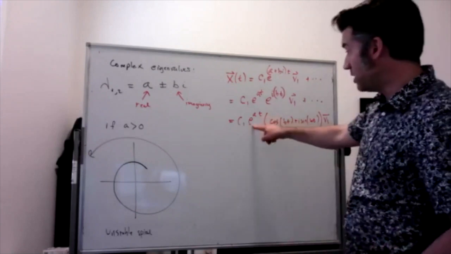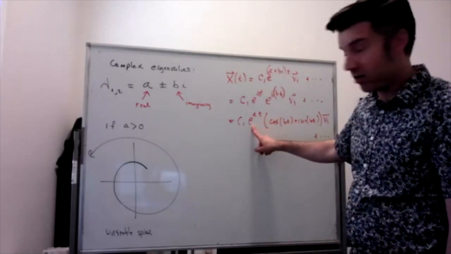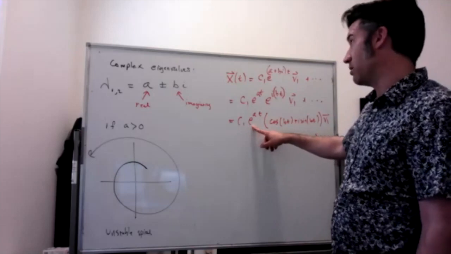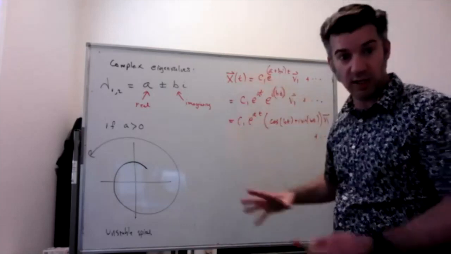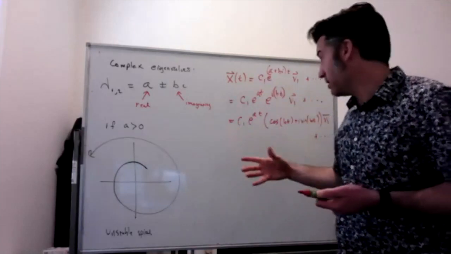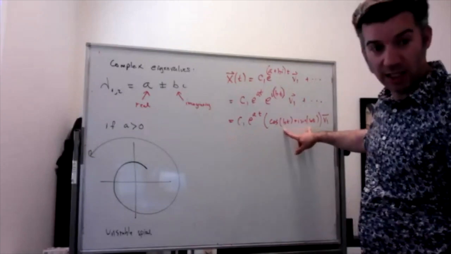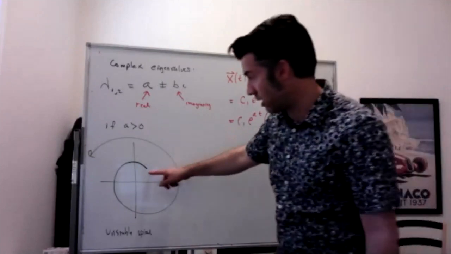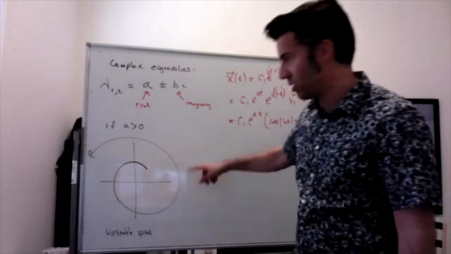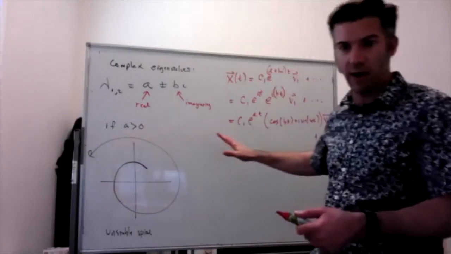So here's what's happening as time goes on. As time goes on, this part's getting bigger and bigger and bigger. So both your x and your y values are getting larger, but this is making it oscillate. So you're doing this thing where you're going back and forth.